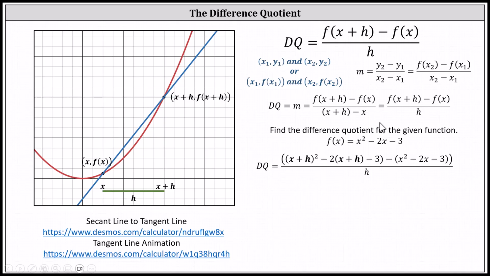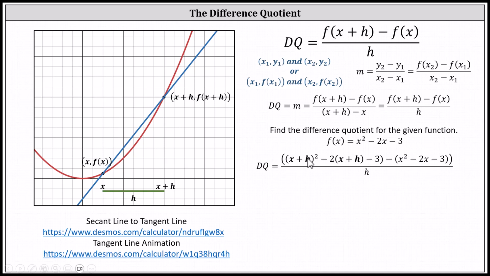Next, we subtract f of x, which gives us minus the quantity x squared minus 2x minus 3. It is important that we have f of x in parentheses here so that we subtract the entire function. And our denominator is h. And now we need to simplify.